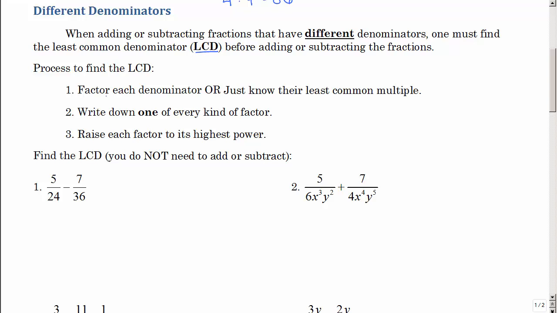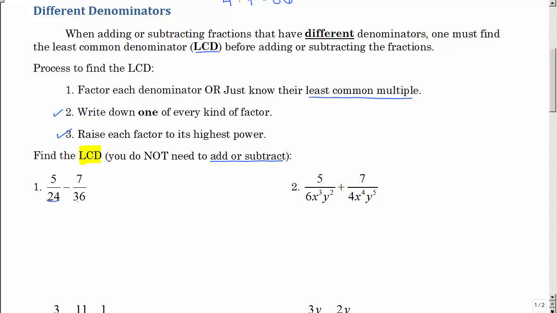So what we're going to do is we're going to factor each denominator, or if you just know their least common multiple, you're going to write it down. But if you don't, you're going to write down one of every kind of factor, raise each factor to its highest power. That's the least common denominator. Now we're not going to add or subtract here. We're just finding that LCD. The adding or subtracting comes in another lesson.